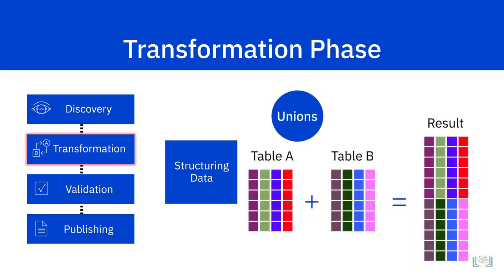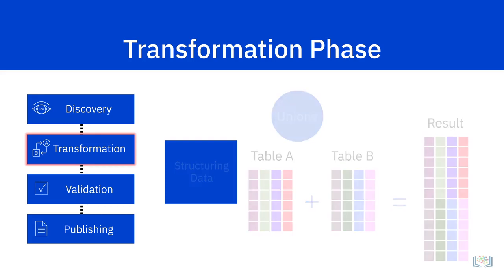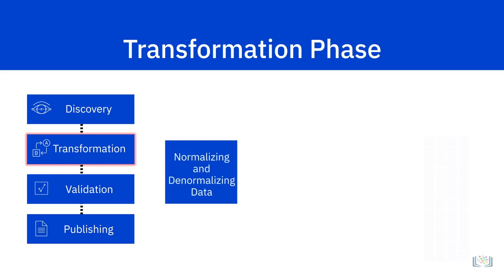Unions combine rows. Rows of data from the first source table are combined with rows of data from the second source table into a single table. Each row in the resultant table is from one source table or another. Transformation can also include normalization and denormalization of data.